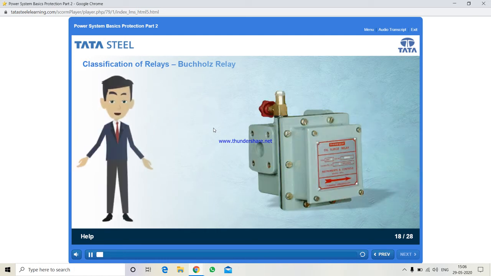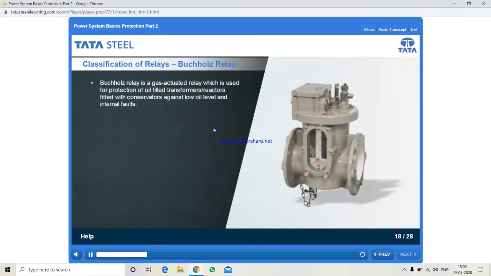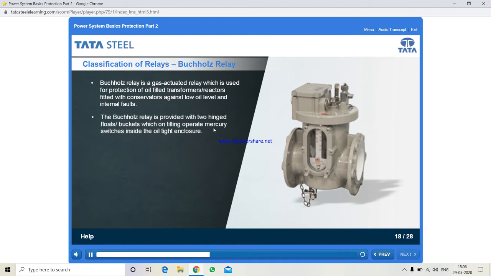The next type of relay is the gas-operated relay, which is also referred to as the Buchholz relay. It is a gas-actuated relay which is used for protection of oil-filled transformers or reactors fitted with conservators against low oil level and internal faults. The Buchholz relay is provided with two hinged floats or buckets which on tilting operate mercury switches inside the oil-tight enclosure. Mercury switches in turn actuate alarm and trip circuits depending upon the nature of the fault.